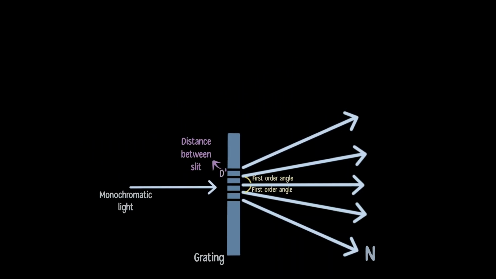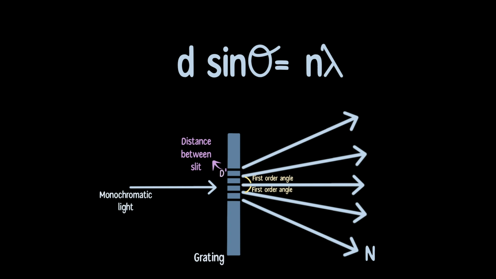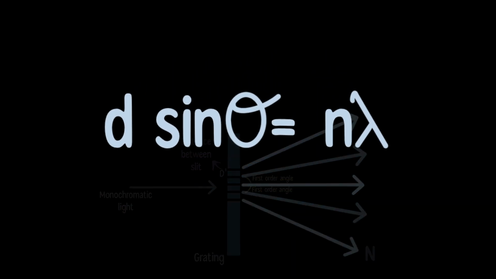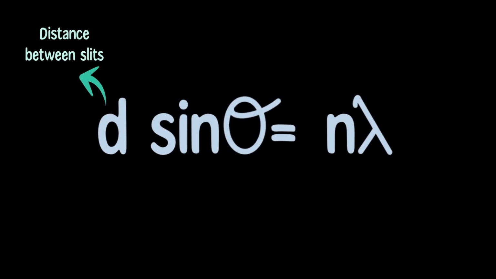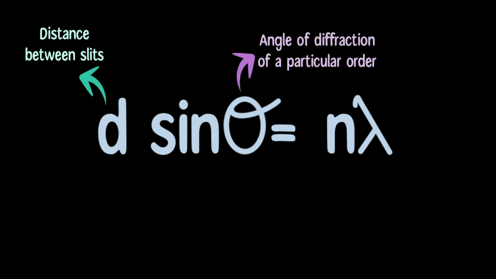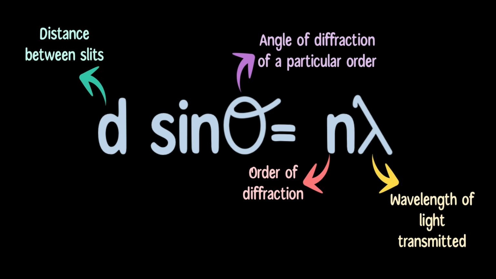These are called orders of diffraction, and the angles at which they occur are governed by the formulaic relationship d sin θ = nλ, where d is the slit separation, or the distance between the slits on the diffraction grating. θ is the angle of diffraction of a particular order or maxima. n is the order of diffraction, and λ is the wavelength of the light being dispersed, or the color being dispersed.